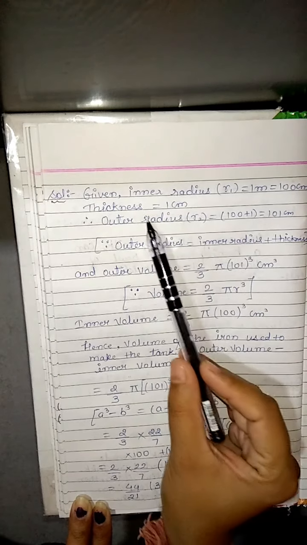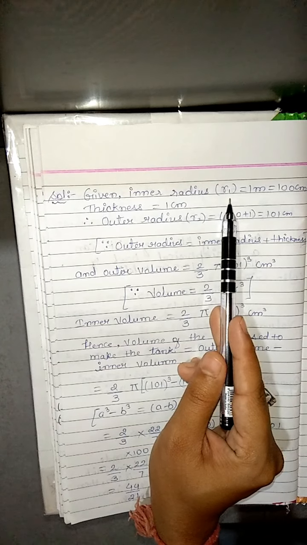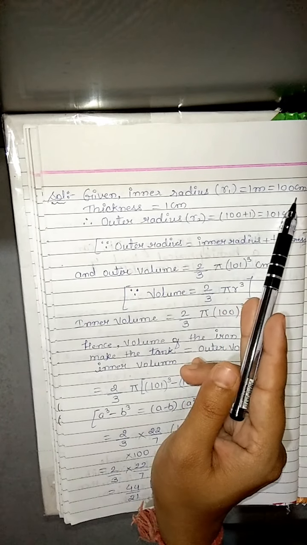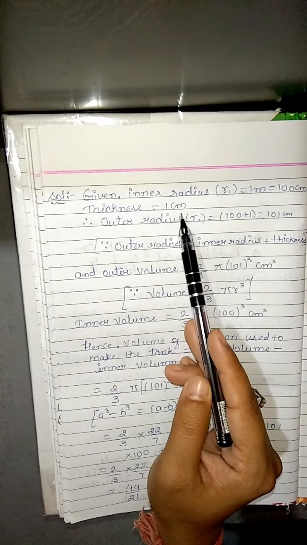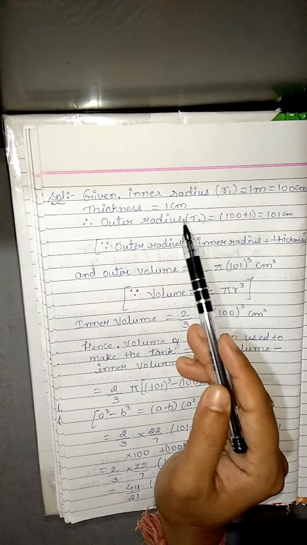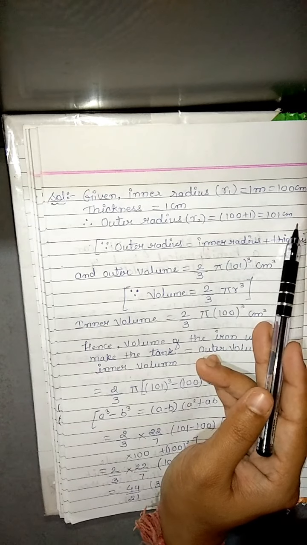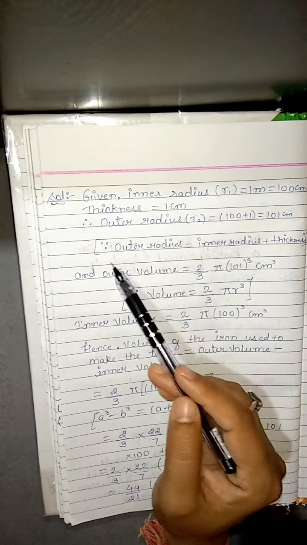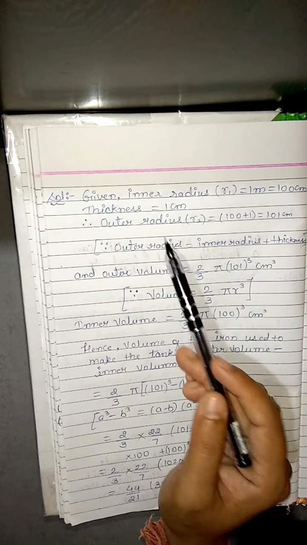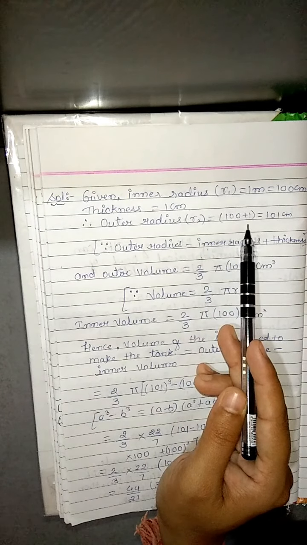So in this question we have given the inner radius. Let inner radius R1 be equal to 1 meter, then it will be 100 centimeter. Thickness is 1 centimeter. Outer radius will be R2, so it will be 100 plus 1, then it will be 101 centimeter. How do we find the outer radius? Our formula is inner radius plus thickness, so inner radius is 100 and thickness is 1, so it will be 101 centimeter.